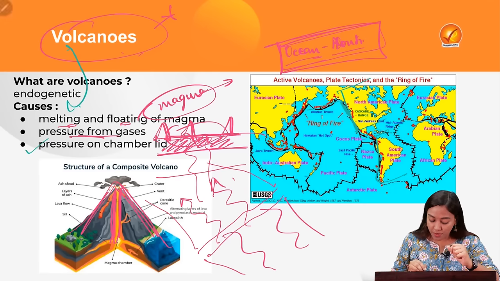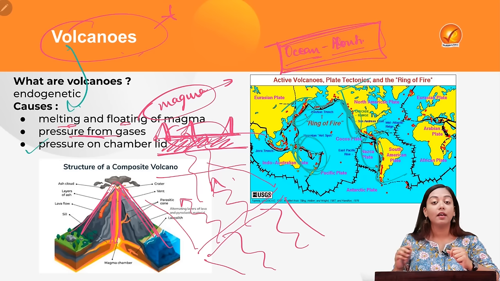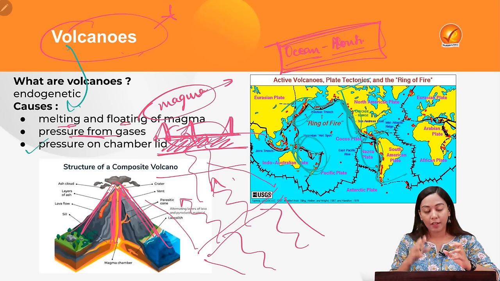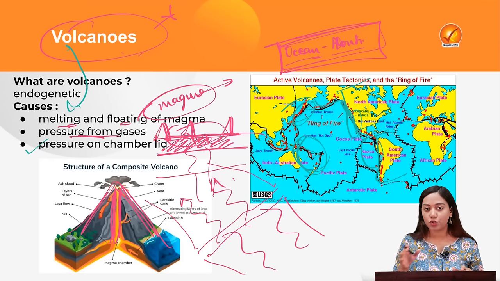OC collision is prominently seen in the Ring of Fire, and since Indonesia lies in the Ring of Fire, New Zealand lies in Ring of Fire, North America, South America, these parts, Hawaii lies in this Ring of Fire, therefore it is one of the reasons that these are the global hotspots. 80% of the total volcanoes happen in the ocean, this specific Ring of Fire, but it's not the only place.